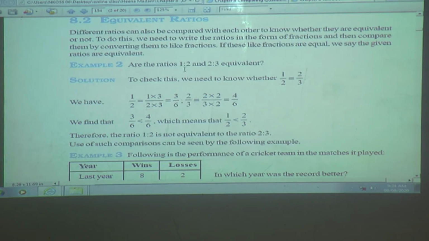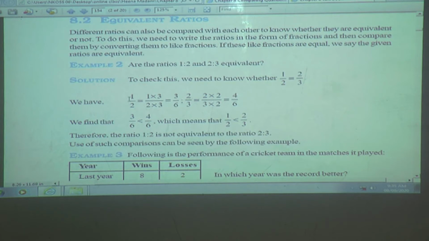Are the ratios 1:2 and 2:3 equivalent or not? To check this, first we need to write them in fraction form, as we already learned. So we write 1/2 and 2/3. The word is equivalent, so we are checking for equality, and we have to make the denominators equal.